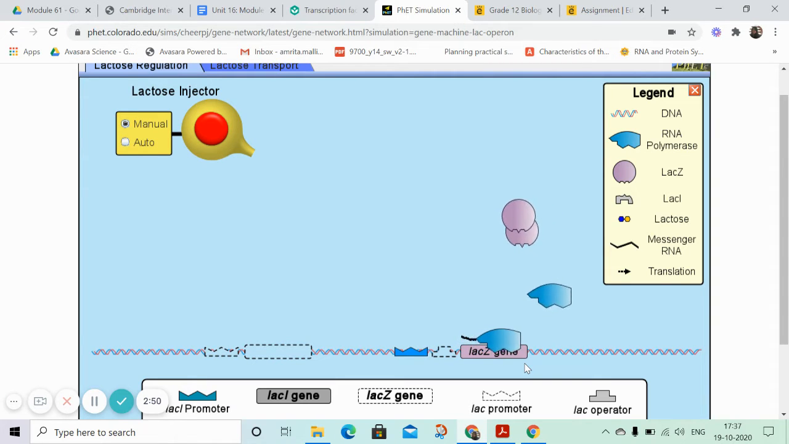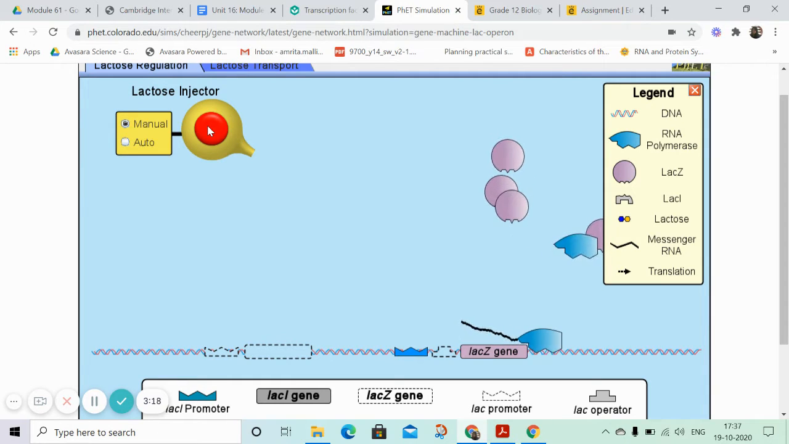Thank you for pausing. On the left hand side top corner, you must have noticed a lactose injector. I can manually inject lactose or automatically. So in question number 3, I am asked to use a manual lactose injector to inject some lactose in this cell. So this place represents a bacterial cell, and I'm going to manually inject some lactose in small quantity.